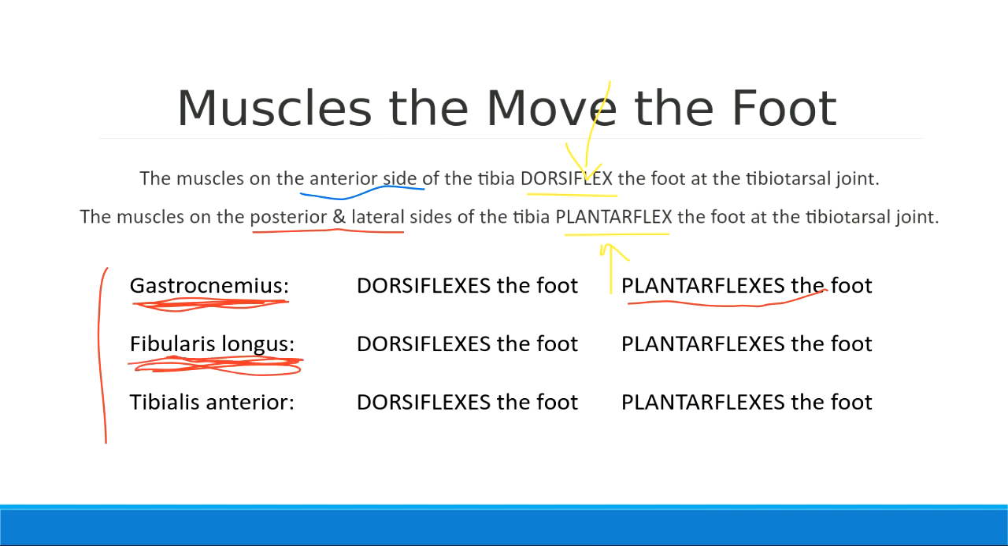Fibularis longus. Because it lives on the outside, like we've been doing with all of our other predictions, we know that it does plantar flexion. And the name gives it away for tibialis anterior, right? Anterior means we're on the anterior side, we're on the front. And your muscles that live on the front do dorsiflexion.